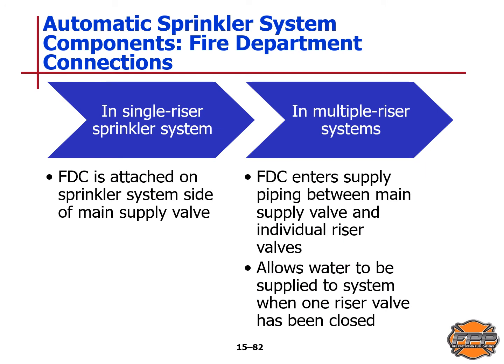In single riser sprinkler systems, the fire department connection is attached on a sprinkler system side of the main supply valve. In multi-riser systems, the fire department connection or FDC enters the supply piping between the main supply valve and individual riser valves. This allows water to be supplied to the system when one riser valve has been closed.